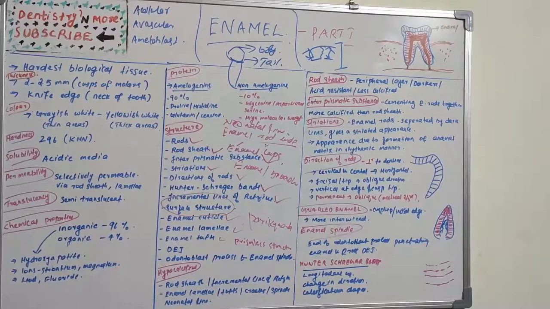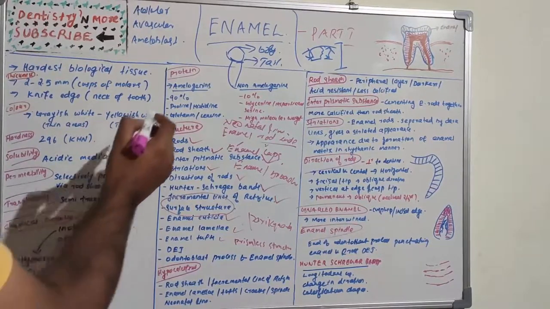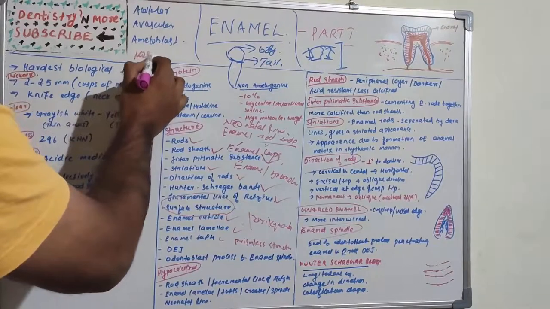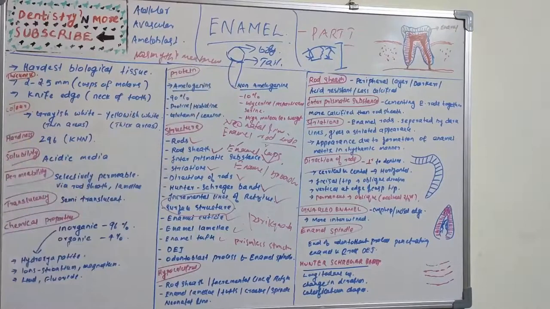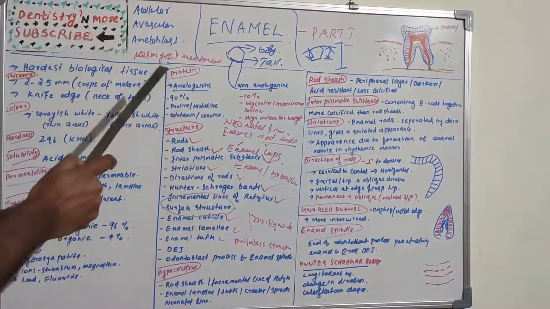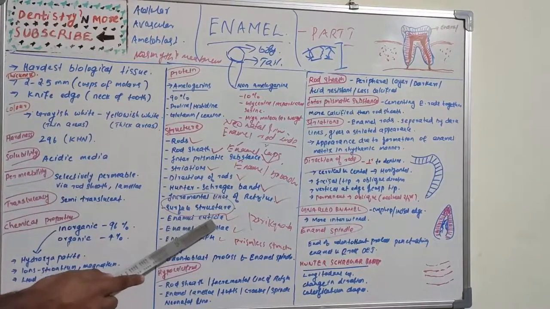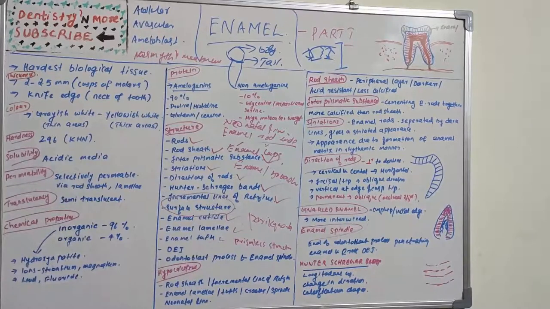Now we move on to the enamel cuticle. The enamel cuticle is a delicate membrane that covers the crown of a newly erupted tooth, known as Nasmyth's membrane, which is very important. Nasmyth's membrane is nothing but the covering of a newly erupted tooth, also known as the primary enamel cuticle. So Nasmyth's membrane is the enamel cuticle.